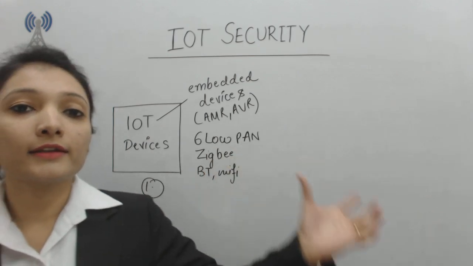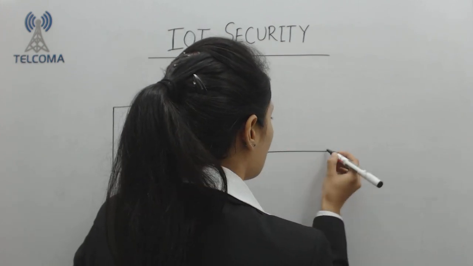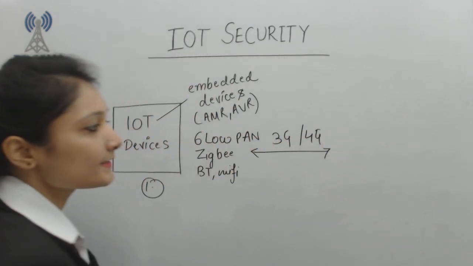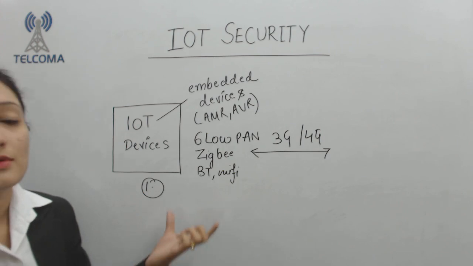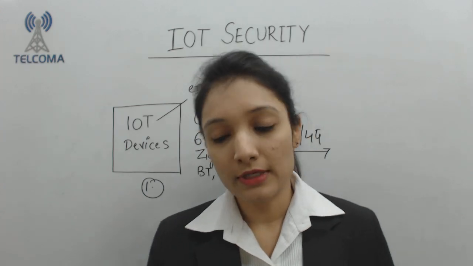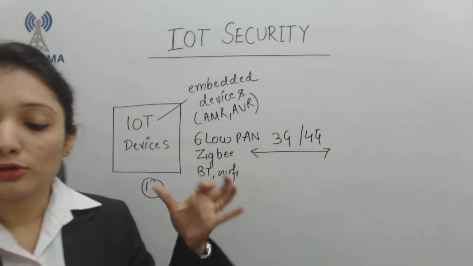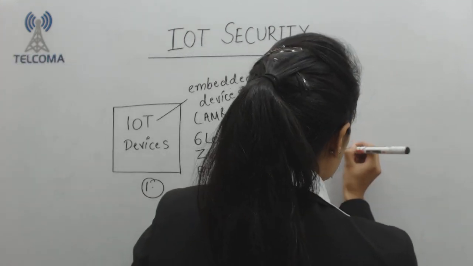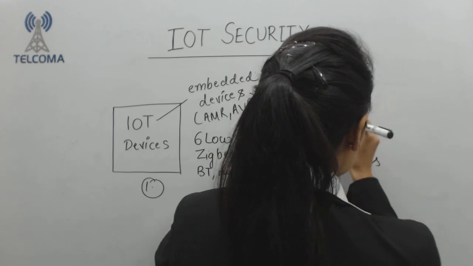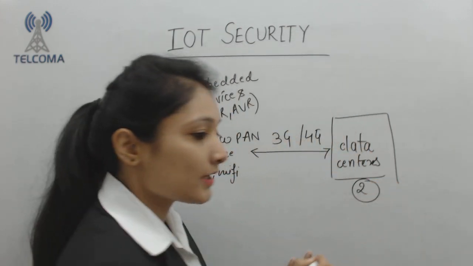After that, we have connectivity to wireless wide area networks, like 3G or 4G systems. Certain protocols are used, like TCP/IP or UDP and other constrained protocols. These platforms enable the transfer of this data to your data centers. So the next big thing in the picture is your data centers.